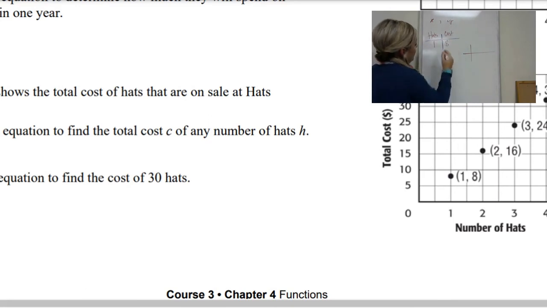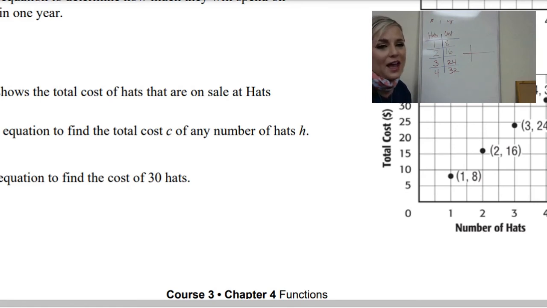1 hat is $8. Okay. 2 hats is 16. 3 hats is $24. And 4 hats is 32. All right. So we can see that these hats are $8 a piece, right? We clearly can see that. That's not the hard part. And actually, I don't think any of this has been hard today. So it says the graph shows the total cost hats on sale at Hats Bonanza. So these are hats on sale. Okay, so I apologize. Probably clearance.